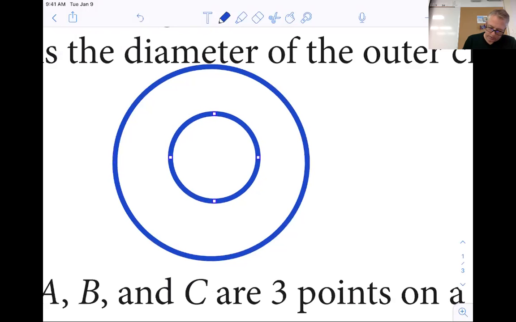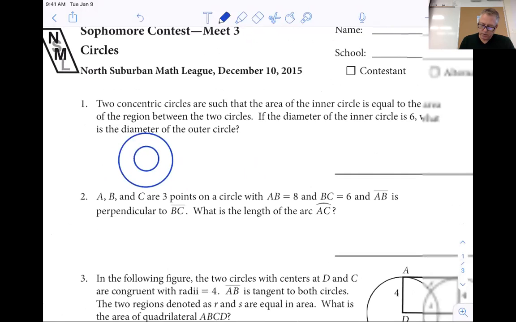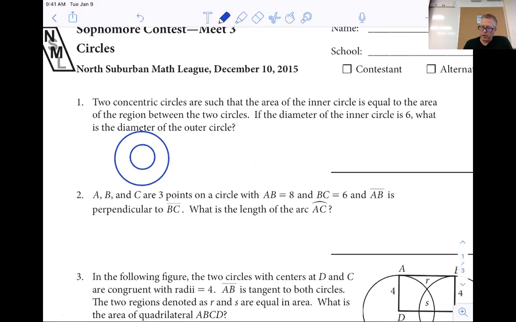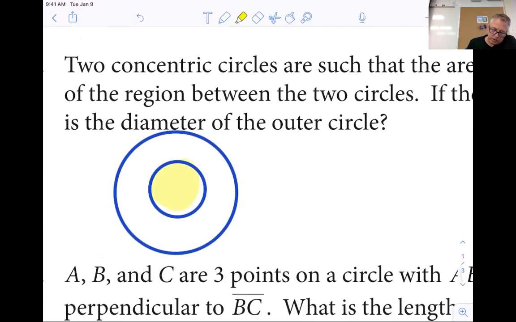And a circle on the inside. All right, so two concentric circles, such that the area of the inner circle is equal to the area of the region between the two circles. So that means the area of the inner circle, so like this yellow part, is equal to this yellow part, the area between the two circles.